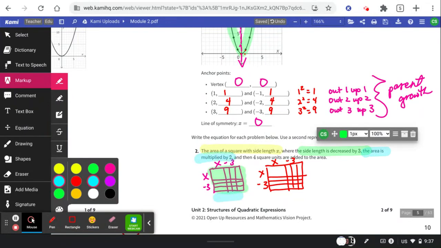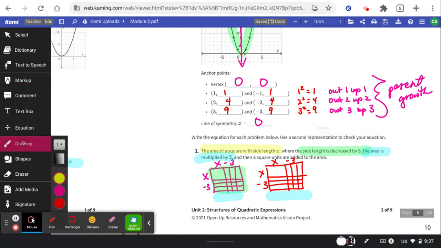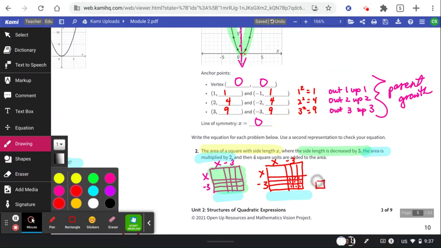Is that I've got 1, 2 of these now. Finally, 4 square units are added to the area. So these down here are these little square units. So we're just going to put 4 little squares on the very end with little ones inside. Those are the 4 square units. So it's 2 of these and plus 4 little units down there.